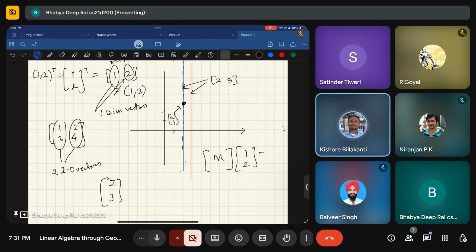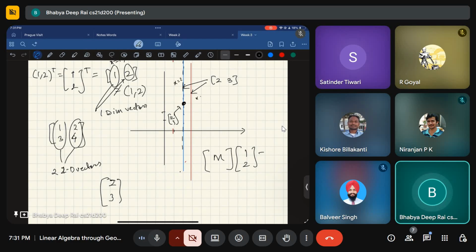Right, so for the blue line the coordinate becomes 2, and for the red line it becomes 3. If I plot x equals 2, then it'll look like this. Or x equals 1, it'll look like this.